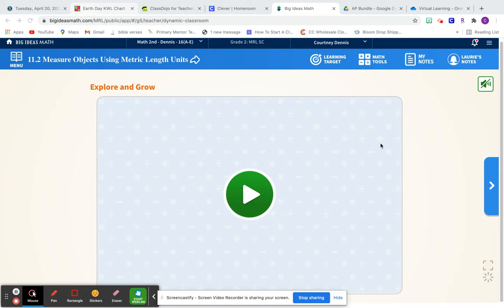Good morning, guys. Today we are doing lesson 11.2 in our Big Ideas. This is measuring objects using metric length units.